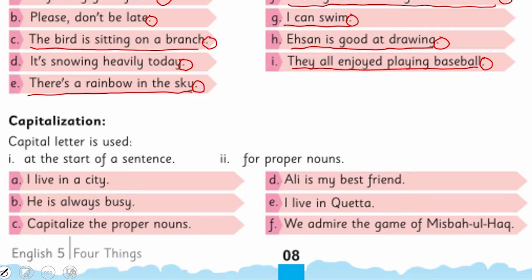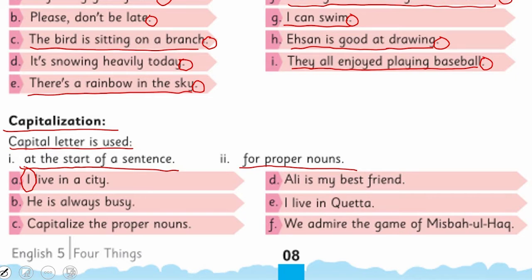The next one is capitalization. So where is a capital letter used? At the start of a sentence and for proper nouns. We have discussed earlier the use of proper nouns and common nouns. In that lecture, we discussed that proper nouns are capitalized when they are used in a sentence. Here the examples are: I live in a city. So I is capital because it comes at the start of a sentence.